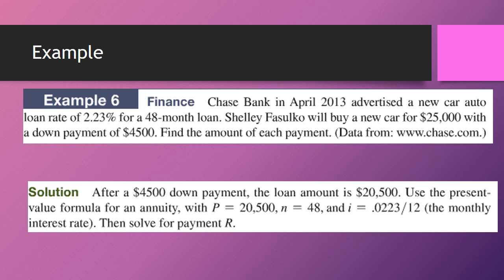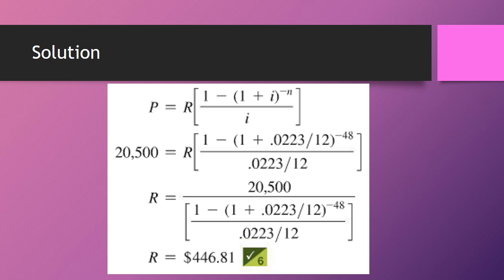Okay, she pays $4,500 down, so what's left is $20,500. We're going to use the present value formula for the annuity with P equal to $20,500. N is 48-month loan, and I is 0.0223 divided by 12. And then we're going to solve for R because we're looking for the payment. And here's the math. Putting all the numbers in, we find that she will have to pay $446.81.